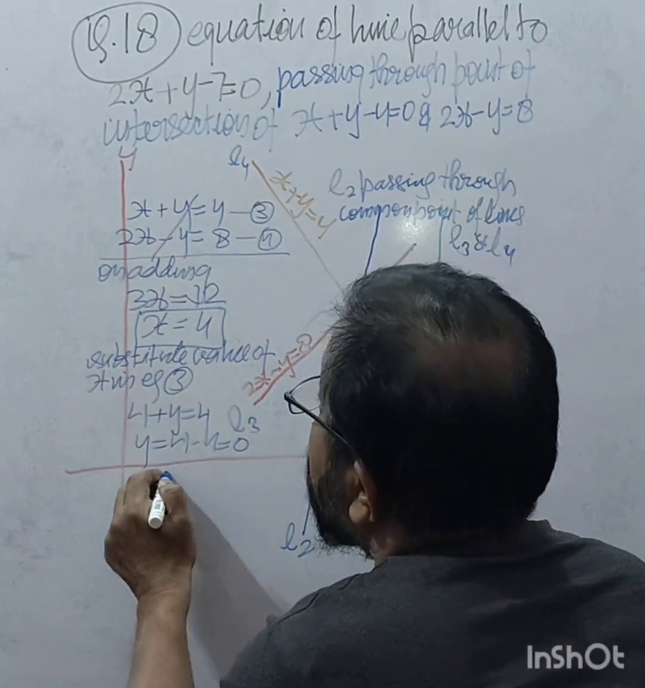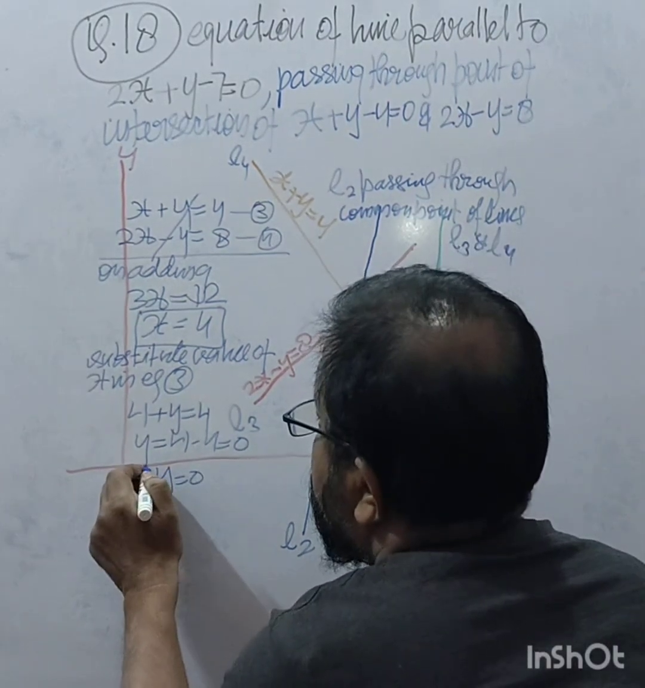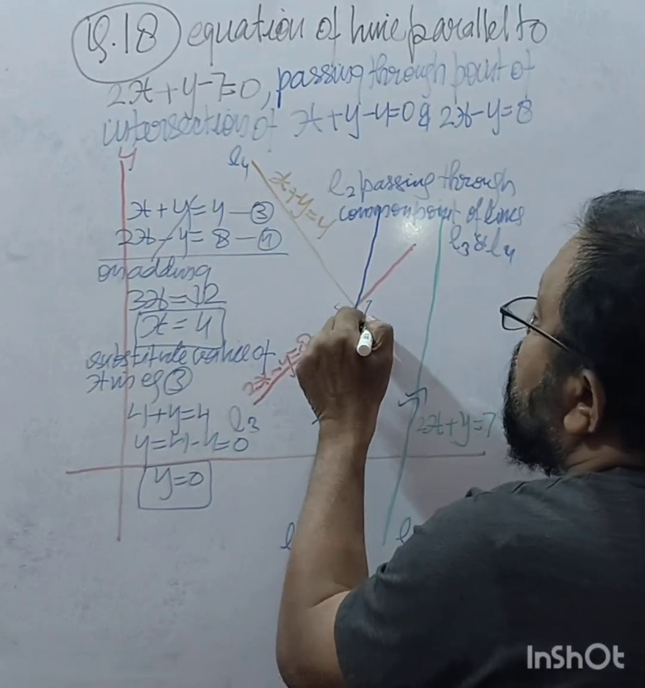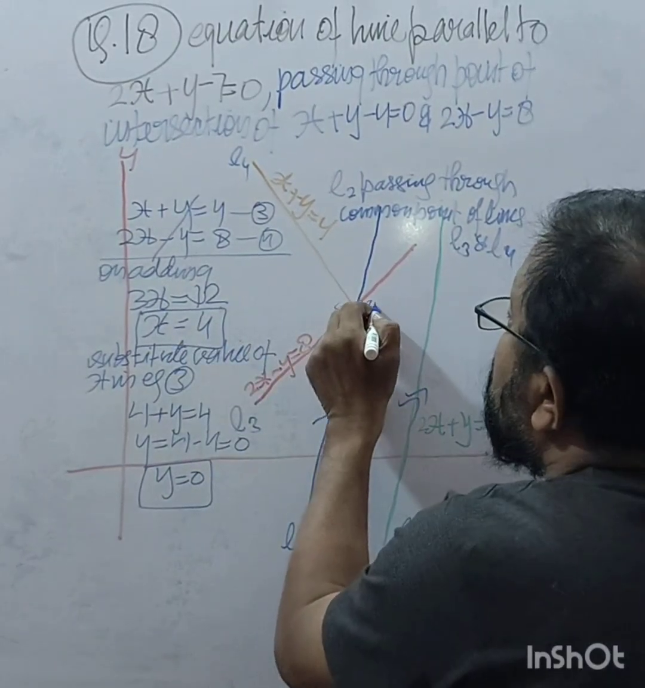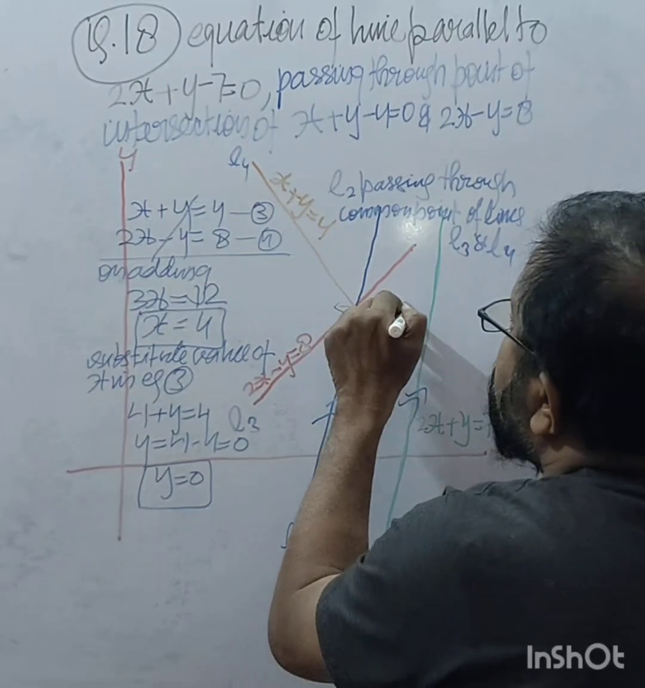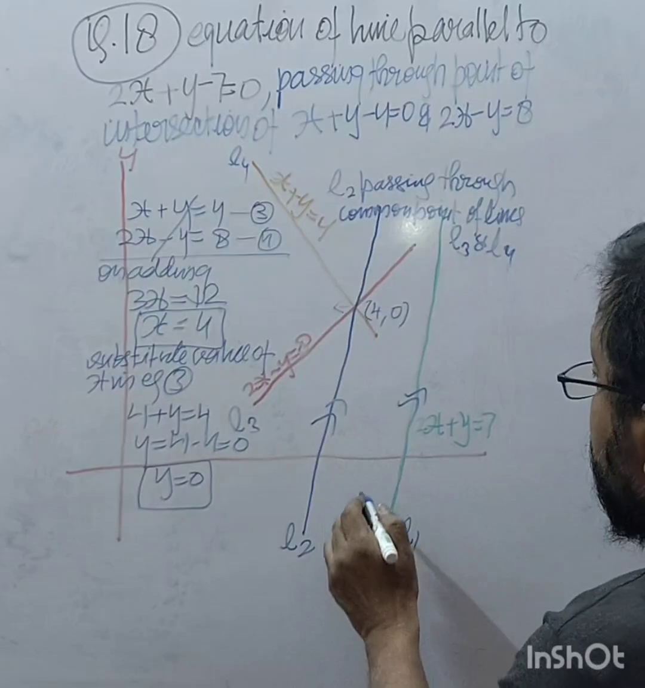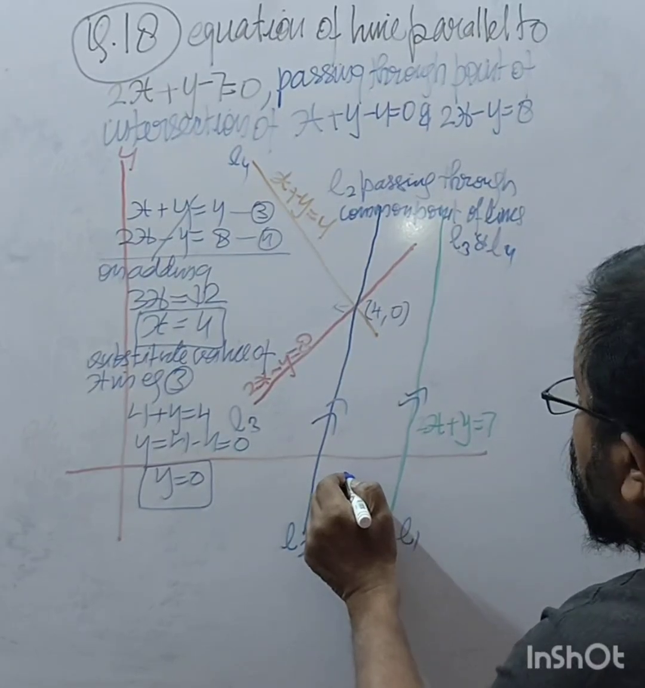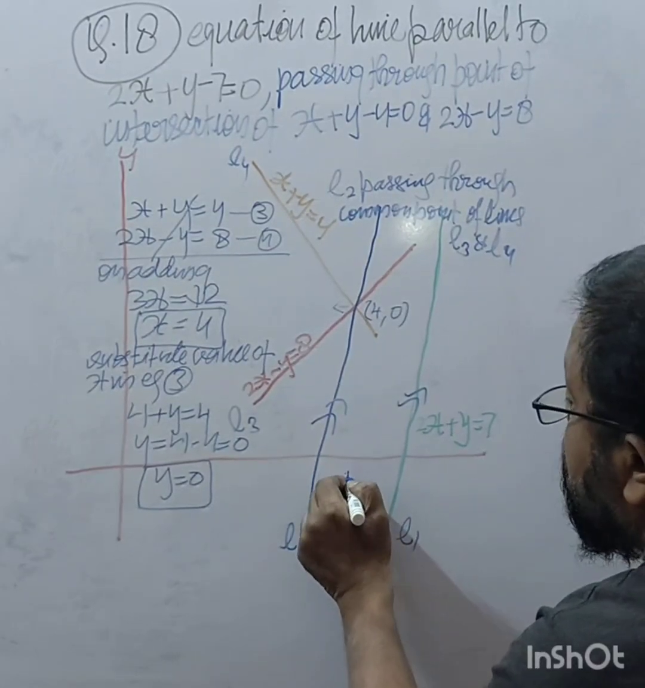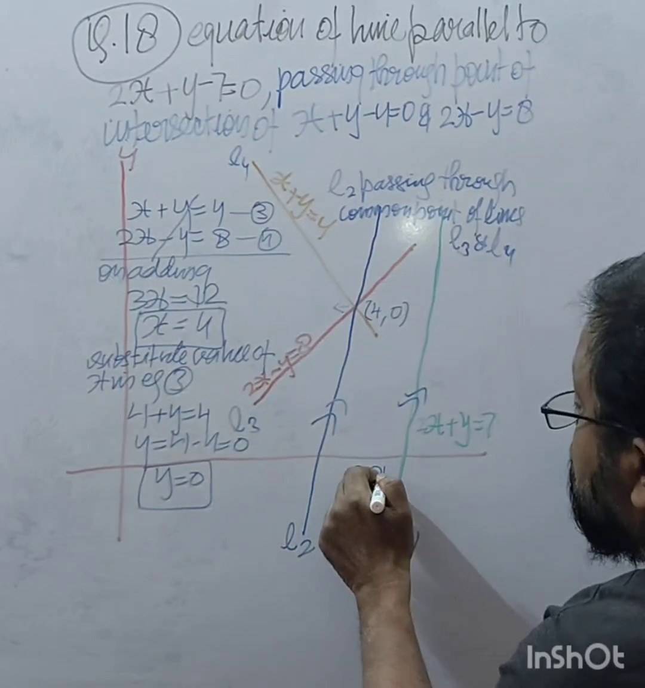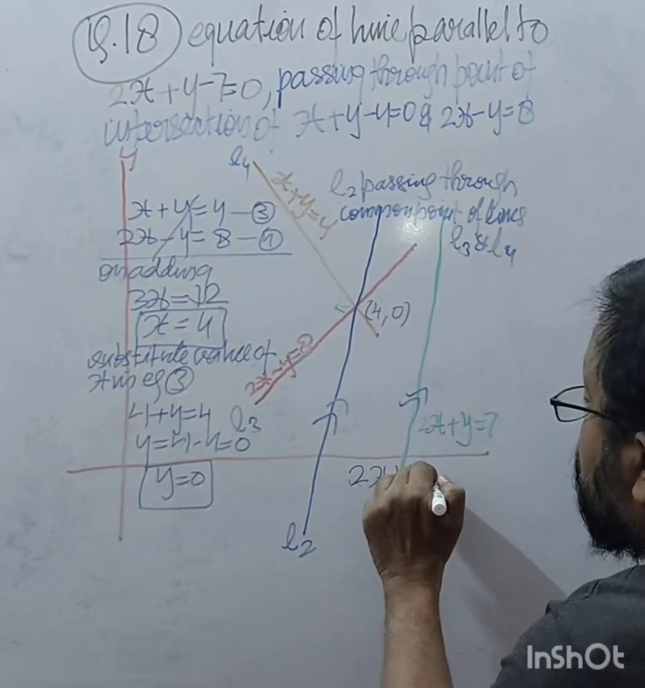So y is equal to 0. तो इंटरसेक्टिंग पॉइंट के कोऑर्डिनेट्स क्या हो गए? 4, 0. Now if we get the slope of this line, the equation is given as 2x plus y is equal to 7.